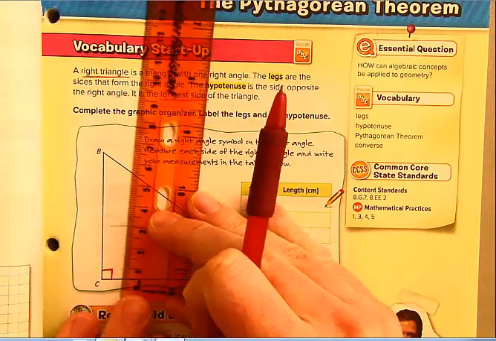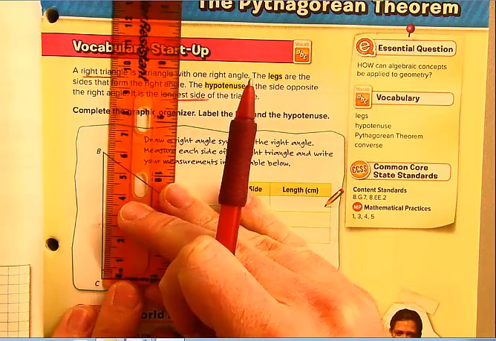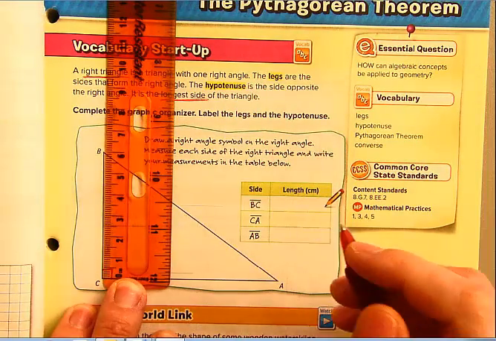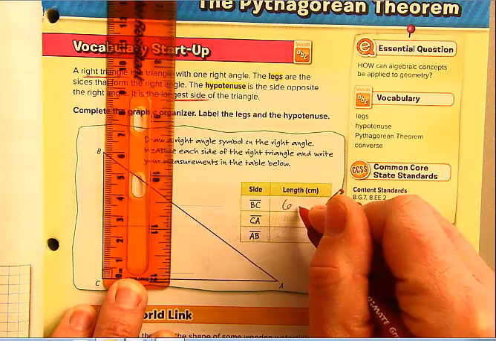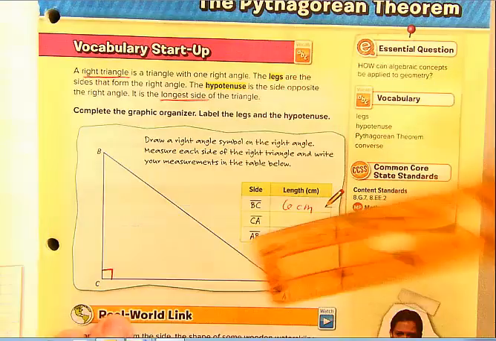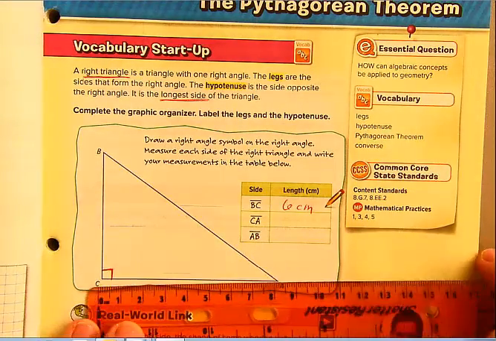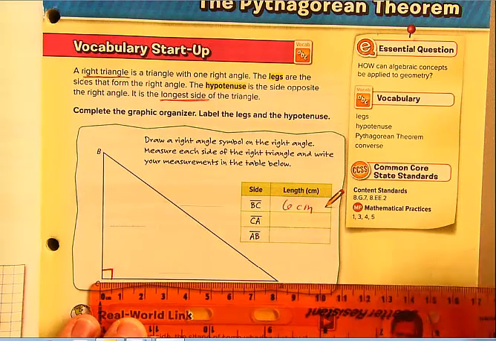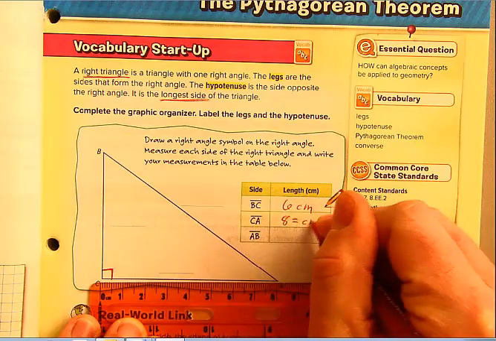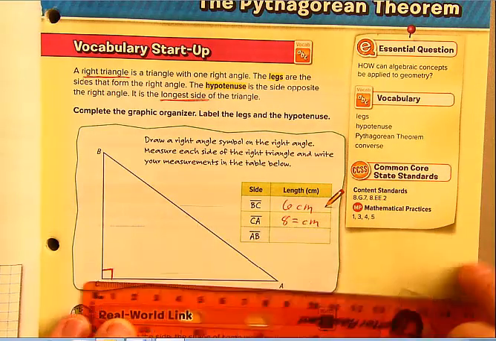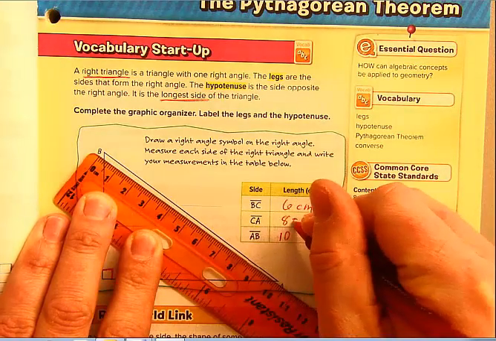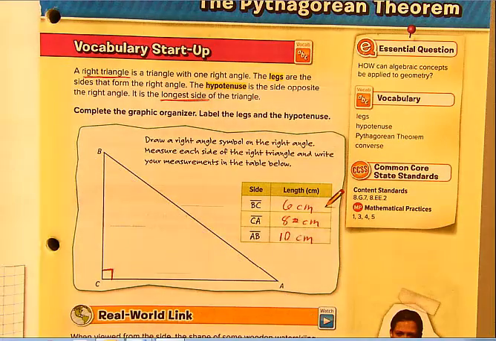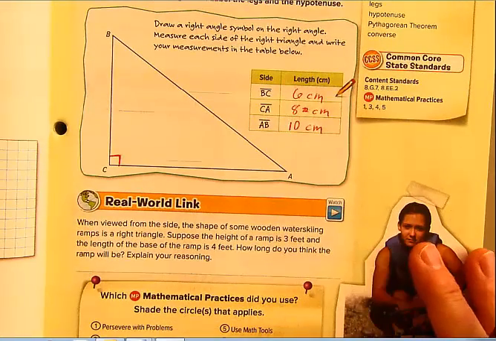So I got my ruler here. I'm going to start this one at 0. Here we have side BC right here, which is going to be 6 centimeters. Don't forget your units. Then over here we have side CA, which is 8 centimeters. And then we have side AB, that's our hypotenuse. It's going to be 10 centimeters. Okay, so we just measured those and we found that out. We're going to maybe use that information later, we'll see.